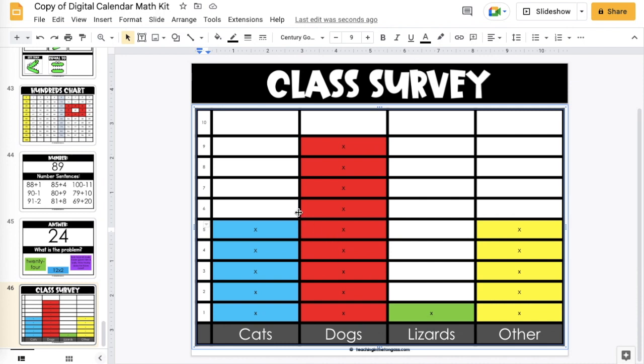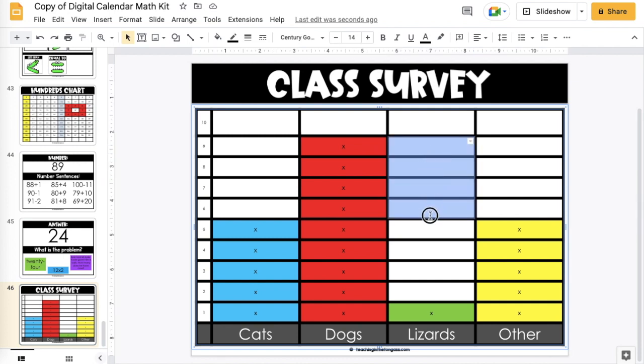Let's see, we have 5 other and we have 5 cats. So that means that we have 4 more dogs than cats. I can count up from here and see that there's 4 more. And for lizards, I can see all of these. That's 1, 2, 3, 4, 5, 6, 7, 8 more people have dogs than lizards.